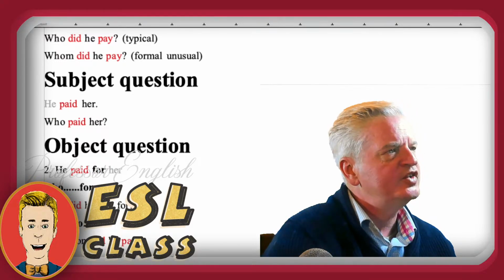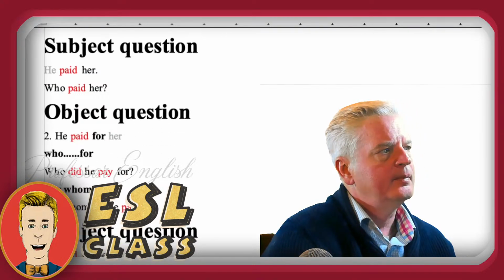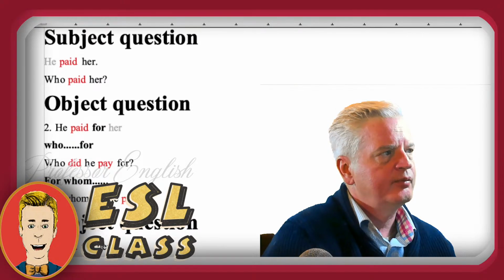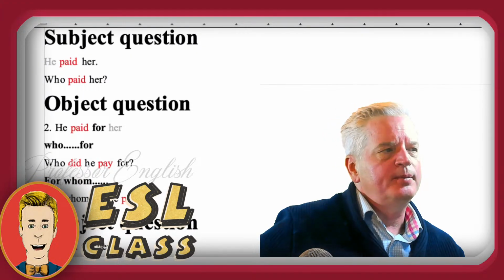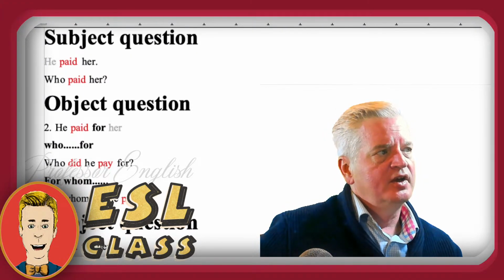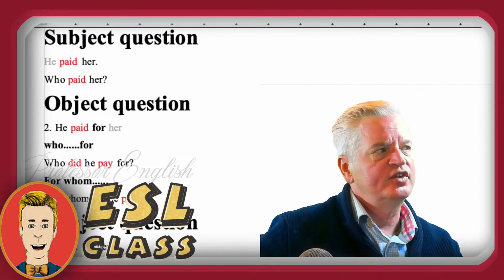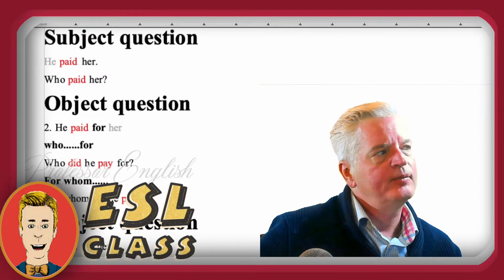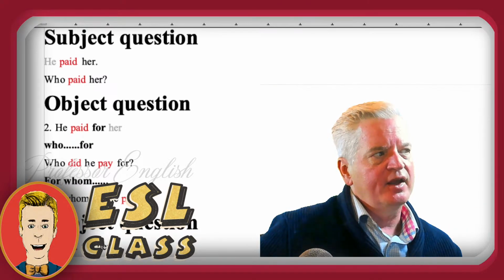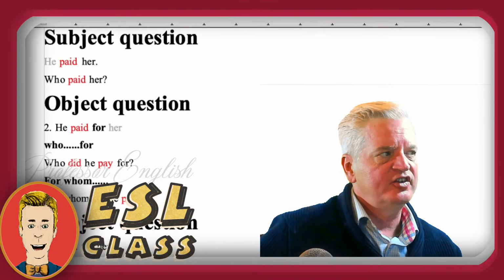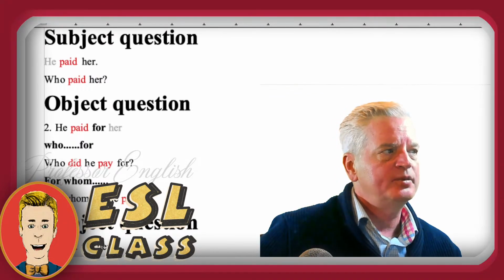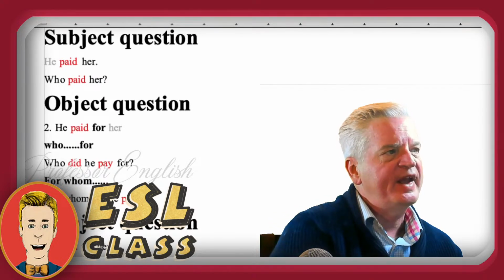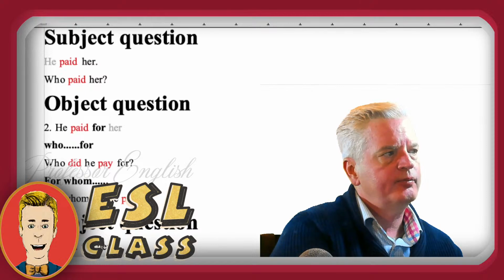But it's funny, because if you want to make a who subject question, it's very different. You don't follow the typical question rules. The subject, the source of the action, is he. If you want to make a who-is-doing-the-action question, you just substitute the subject with the word who. Who paid her? Who paid her?